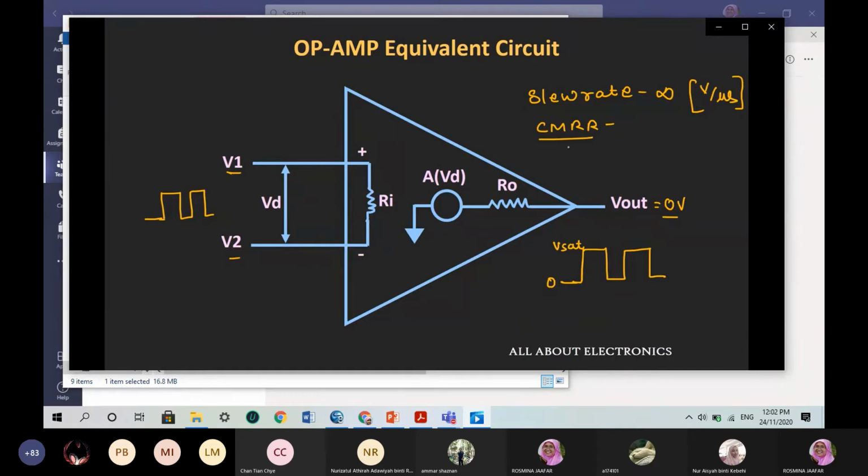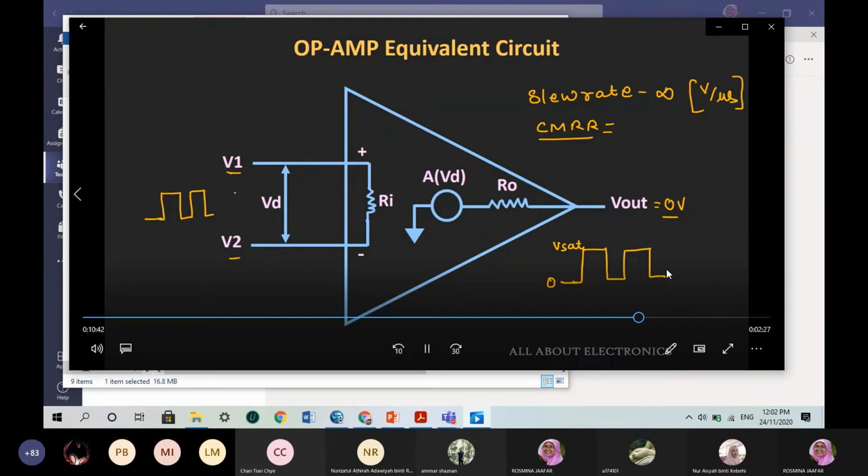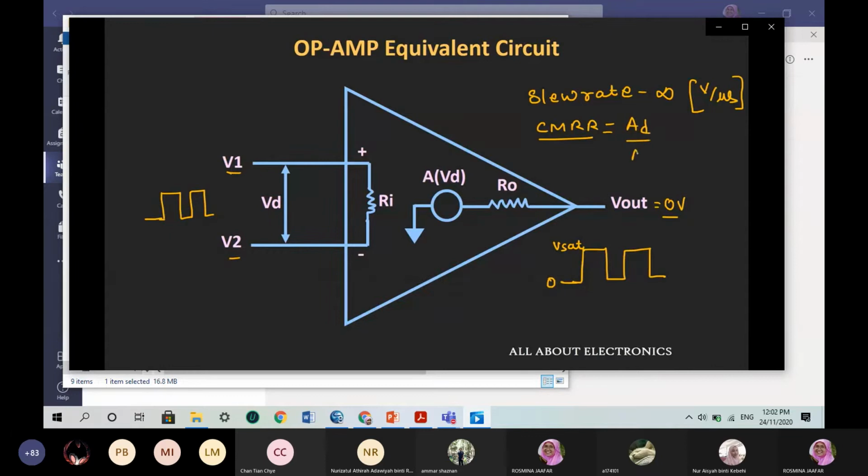So the common mode rejection ratio basically defines how well the op-amp is able to reject the common input voltages that are applied to both its input terminals, and how well it is able to amplify the difference between the two voltages. It is generally defined as the ratio of differential gain divided by the common mode gain. So for the ideal op-amp, the value of the common mode rejection ratio should be equal to infinity.